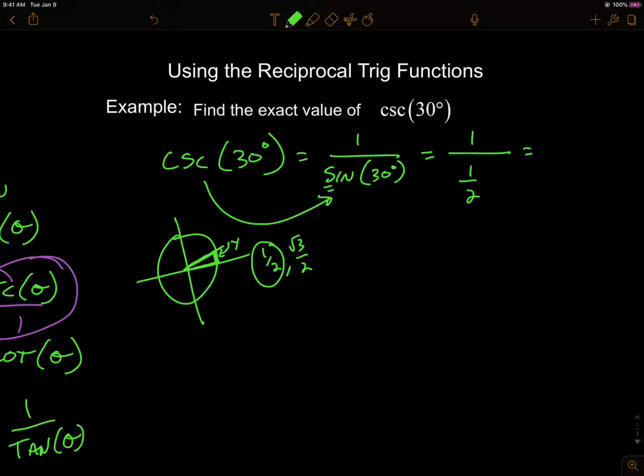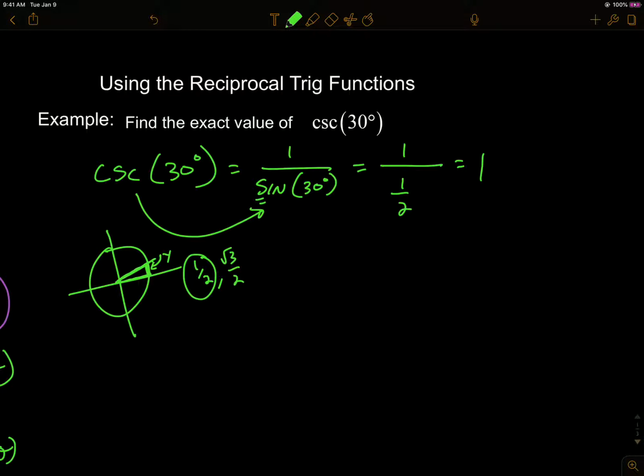And so now, to simplify that complex fraction, instead of 1 divided by 1/2, I have 1 times 2 over 1, so I have 2. That's one way to do it.